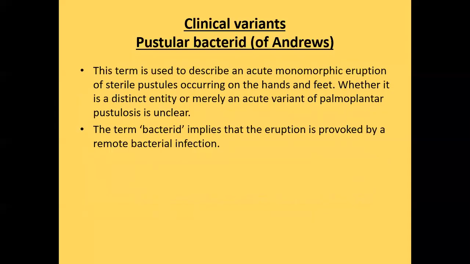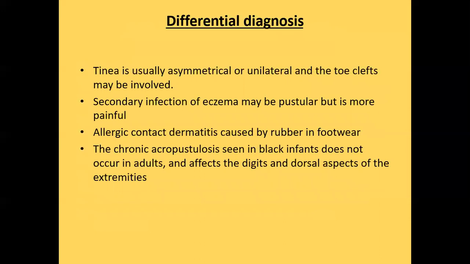One of the clinical variants of palmoplantar pustulosis is pustular bacterid. The term is used for acute monomorphic eruption of pustules. All the pustules in this disease are in the same stage of evolution, and in this way it is distinct from palmoplantar pustulosis. The term bacterid is used because it is thought to be provoked by some remote bacterial infection.